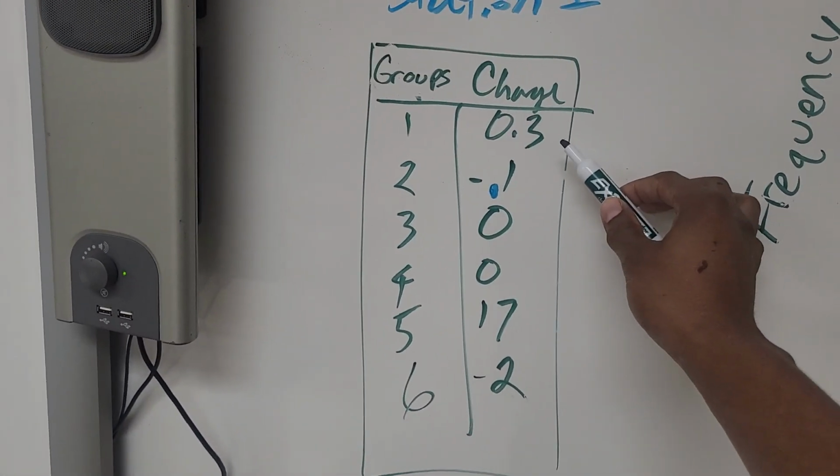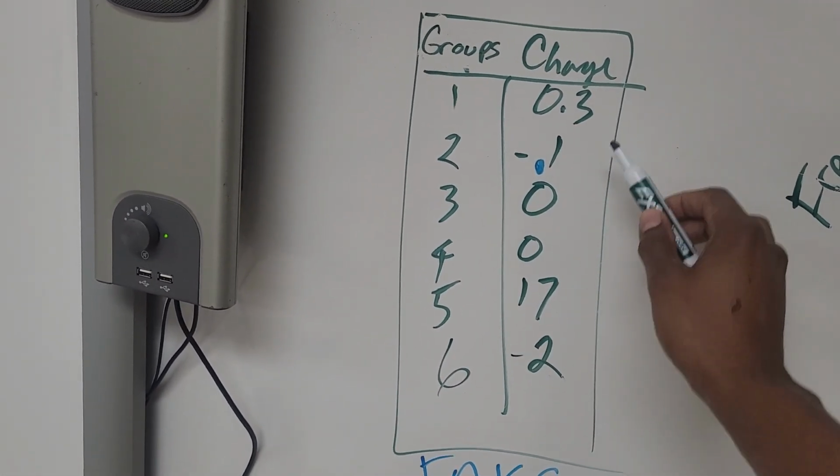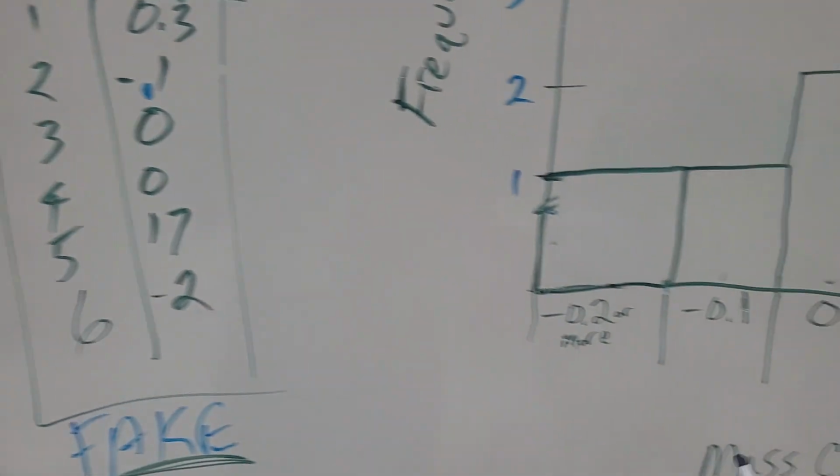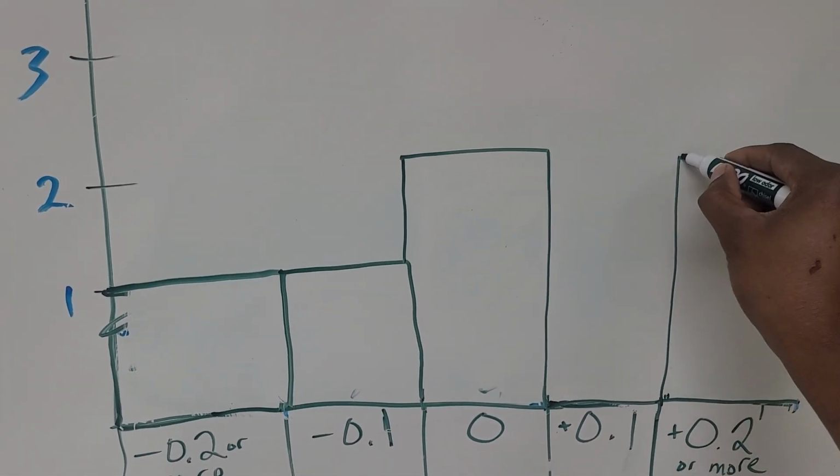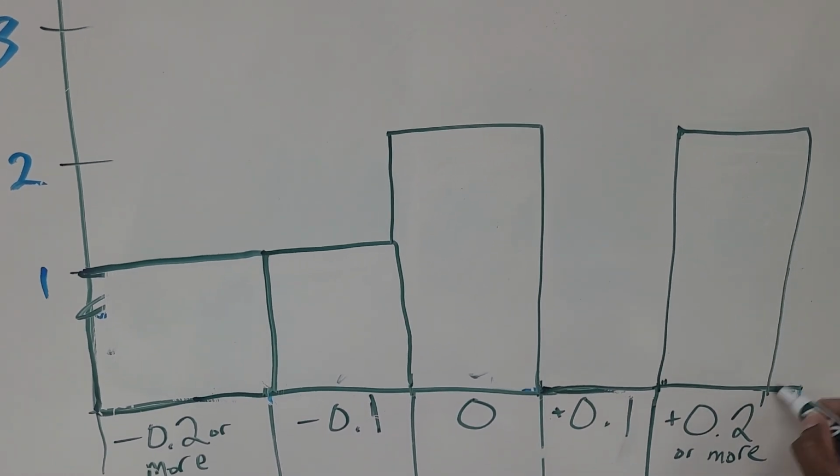And then how many groups had 0.2 or more? Well, 0.3 is higher than 0.2, and so is 17. So we had 2 groups. This is really big. So we had 2 groups, so we're going to go up to 2 for this one as well.